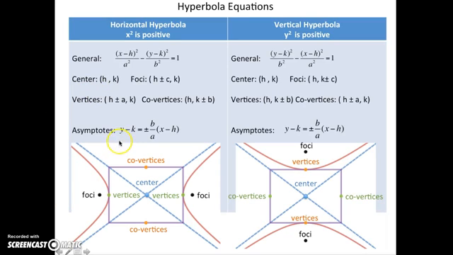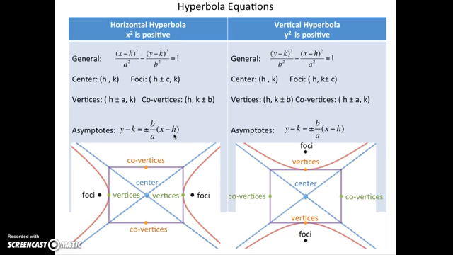The equation for the asymptotes is y minus the y value from the center equals plus or minus the slope of this line, which is b over a, times x minus h, the x term from the center.